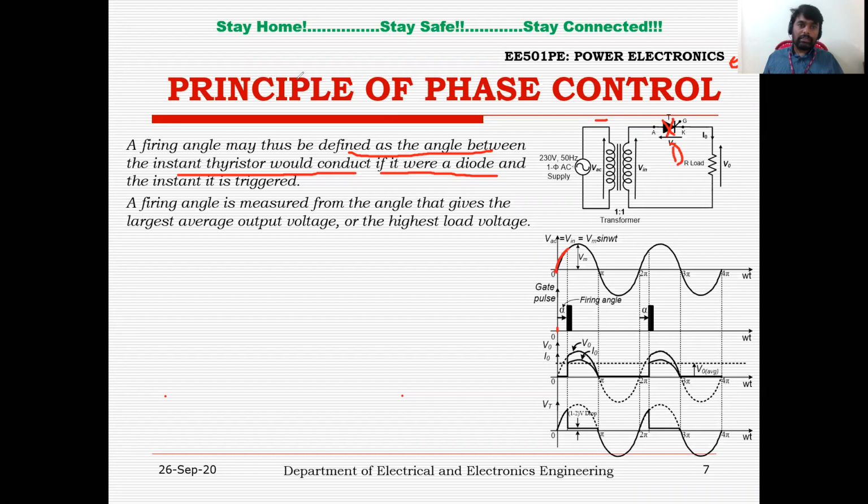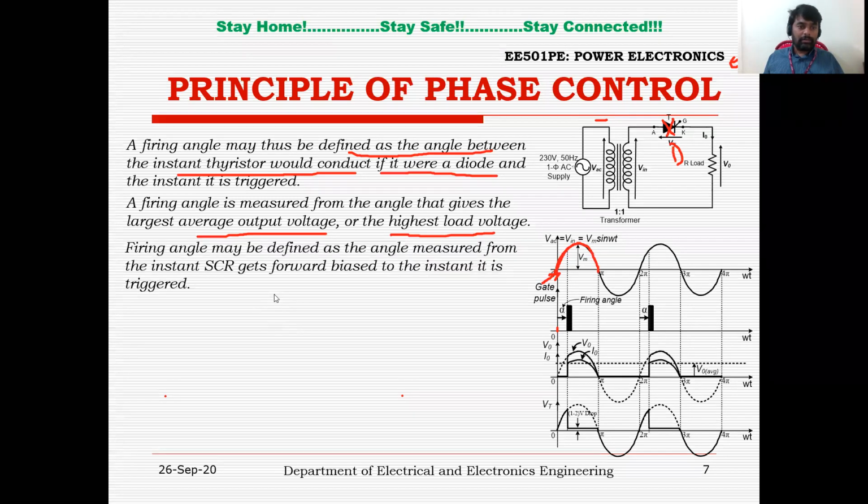So you can see the next definition. The angle measured from the angle that gives the largest average output voltage, the highest load voltage. Or in other words, if you trigger at this particular point, which is our firing angle, it is measured from the reference point to here. Now if you take the average over the cycle, you'll get maximum output voltage. That's the meaning of that one.